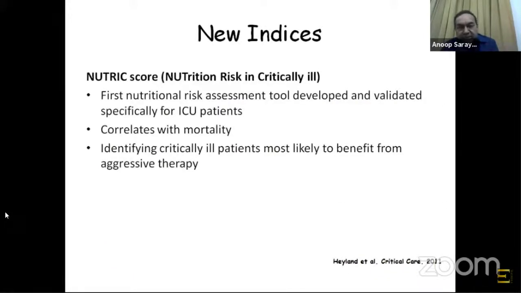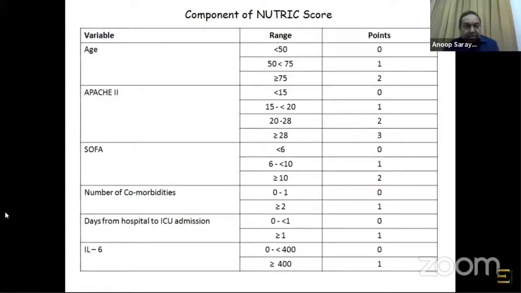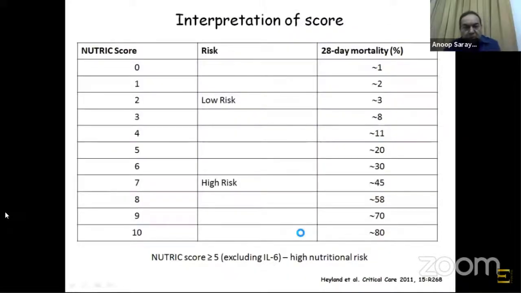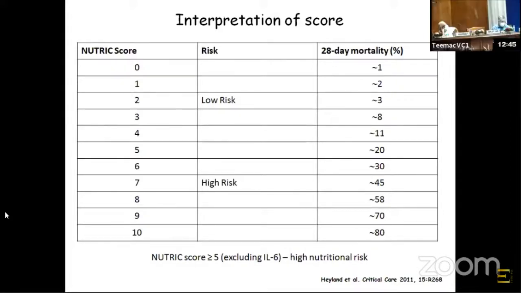Then there are certain new indices, like the NUTRIC score, which is especially designed for critically ill patients in ICU, and it correlates with mortality and identifies critically ill patients most likely to benefit from aggressive therapy. So these are the 6 parameters taken into account: age, APACHE II, SOFA, number of comorbidities, days from hospital to ICU admission, and IL-6, and based on the ranges, we assign particular points. So if the total is more than 5, excluding IL-6, or if including IL-6 it is more than 6, then we say the patient is at high nutritional risk.